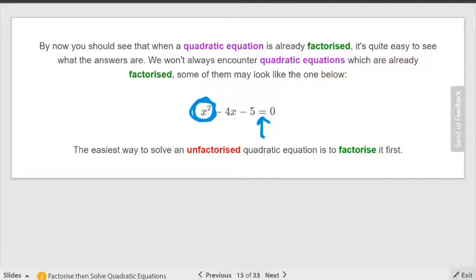Let's go to our steps for solving it. The first step is we need to set it equal to what? 0. Equal to 0. Sorry about that. But what do you notice already? It's already done. It's already set equal to 0.